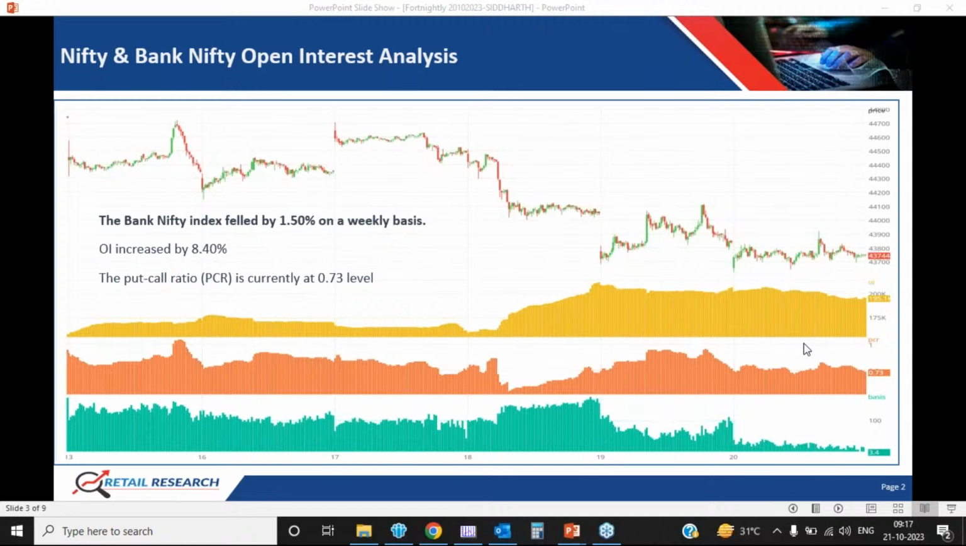Similar to the Nifty, we have witnessed a notable accumulation of short positions in the Bank Nifty. Bank Nifty has fallen by 1.5% with an increase in open interest of 8.4% over the course of the week. Both Nifty and Bank Nifty are currently trading near their weekly lows. The Bank Nifty has shown weaker performance compared to the Nifty in the past week, which is an important observation. Despite the downward momentum, the implied volatility in the Bank Nifty has also remained stable over the week.